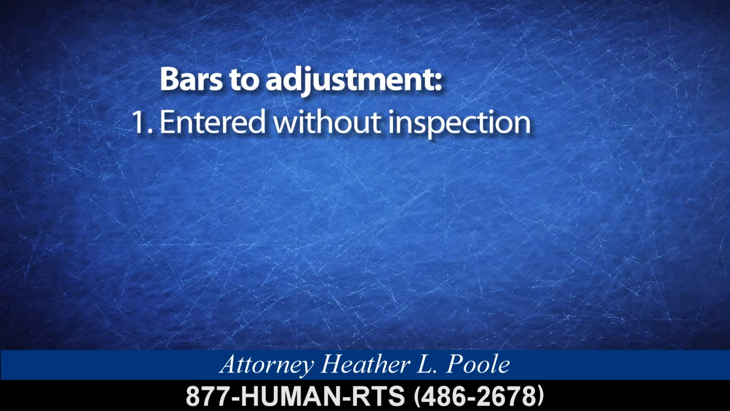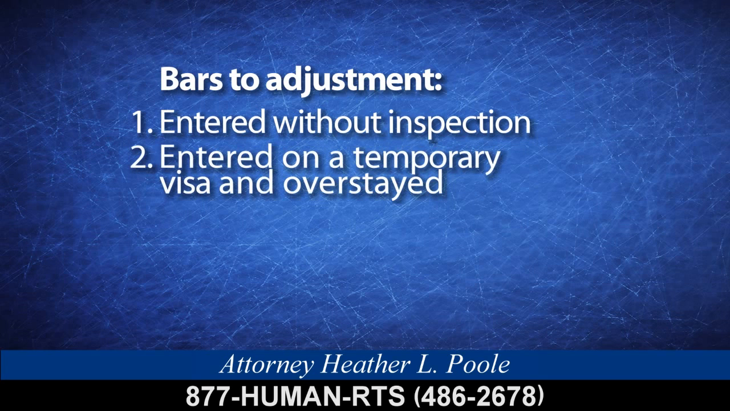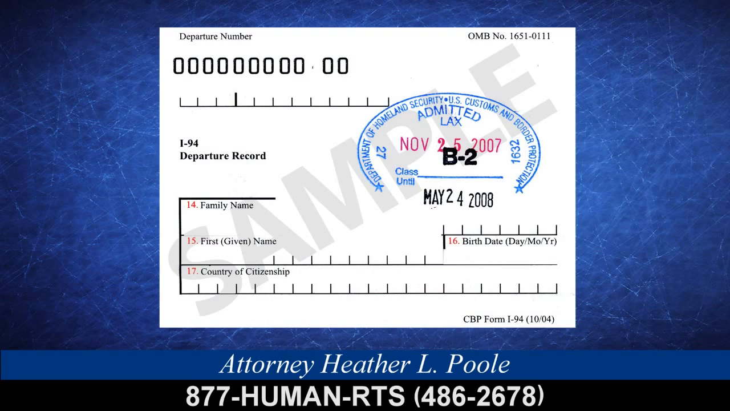The second common bar to adjustment is if you enter the United States on a temporary visa, such as a visitor's visa, and you're given on your I-94, the white card that you're given at the airport, a particular stay of, let's say, 6 months on average. If you overstay that, they're not going to allow you to adjust your status. The only exception to that is if you're married to a U.S. citizen and you're basing your adjustment on a filing by that U.S. citizen on your behalf. But everybody else who's applying based on a work offer, no way. You have to consular process.